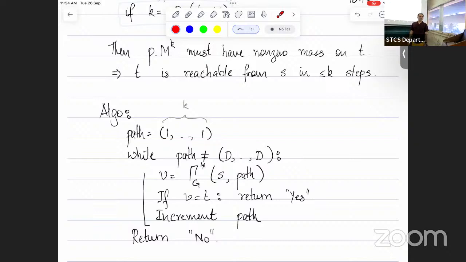Yeah, d is a constant. I'm thinking of d as some fixed constant. Okay, let's say 100. And what is this algorithm?